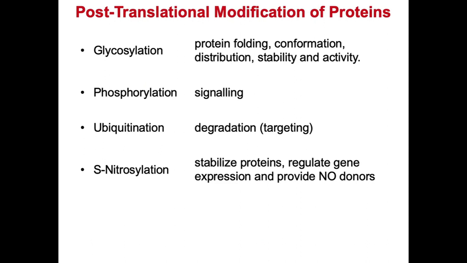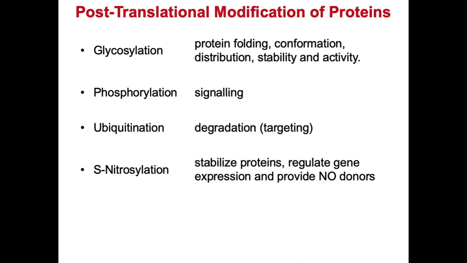Many proteins, after they are made, undergo what we call post-translational modifications. So this is where different molecules are added to the proteins after they've been made. A very common one, and you should remember that this occurs in the Golgi apparatus, is that proteins are glycosylated, so sugar groups are added to the proteins. And this can help with the conformation, it can alter the subcellular distribution, but they're also important for stability and the activity of the protein.